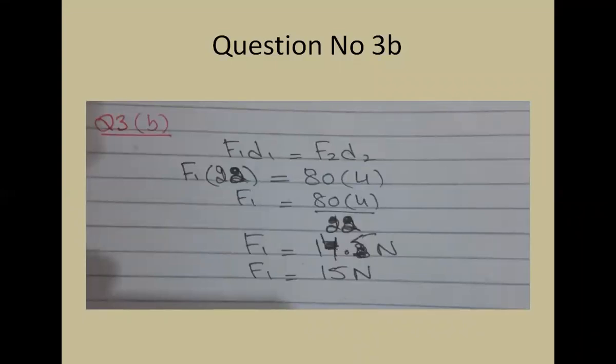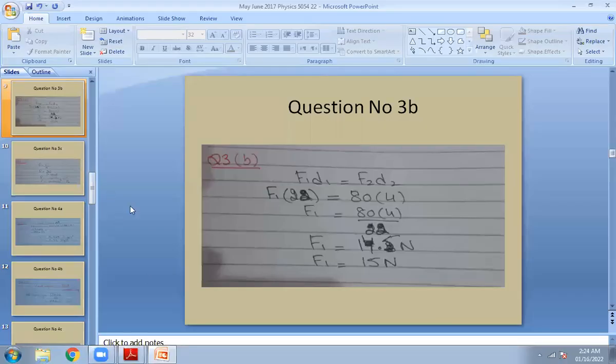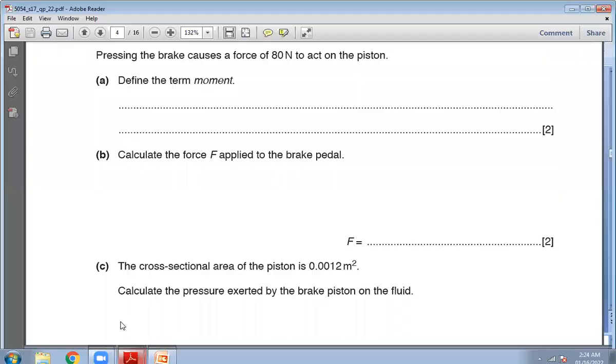Just enter these values on the calculator. You will get 14.5 Newton. When you round it off, it will be 15 Newton. Hopefully you understand. Okay, so let's move to the next part.